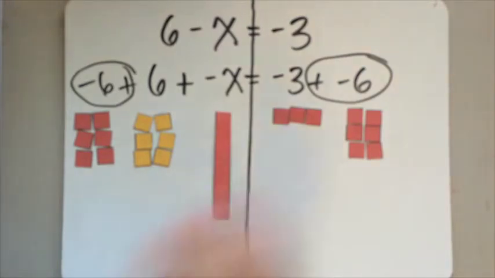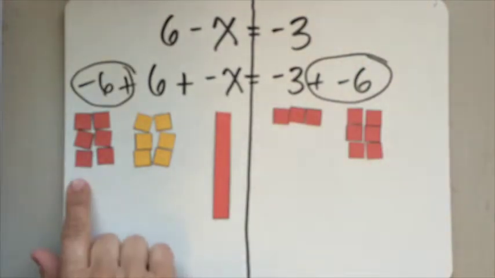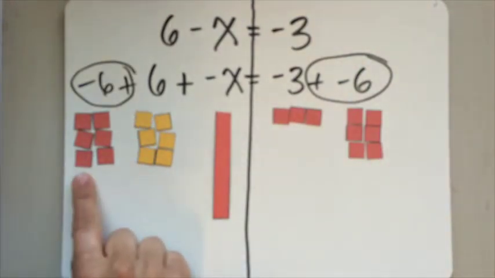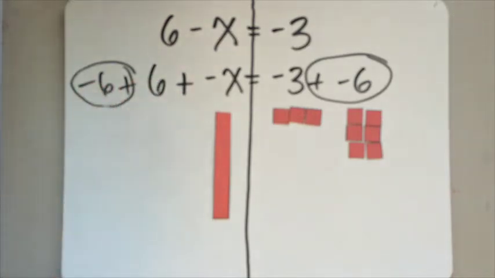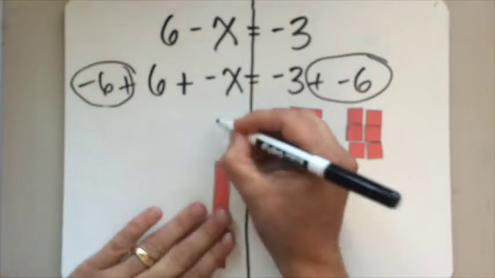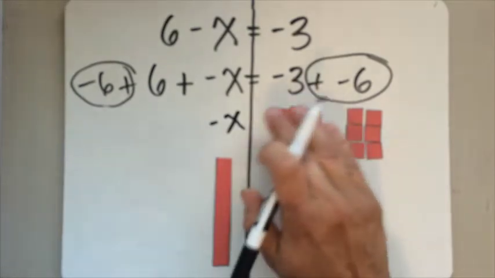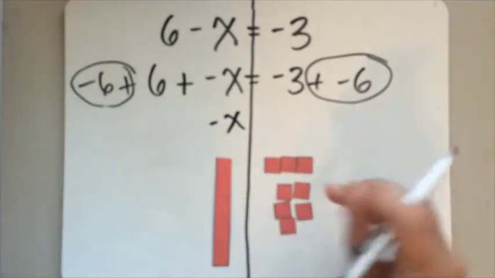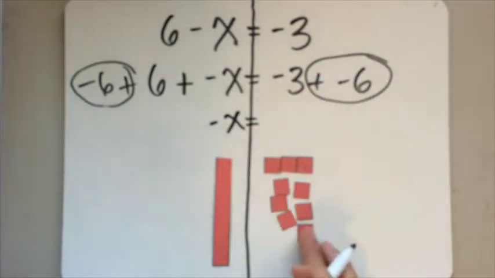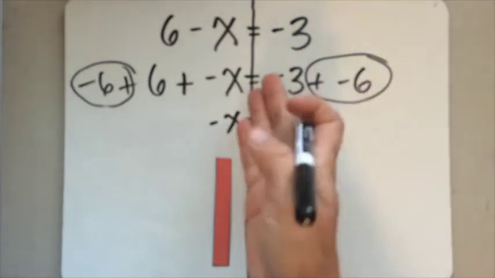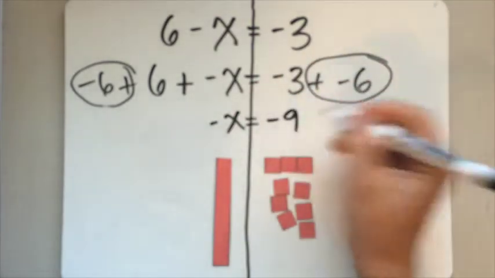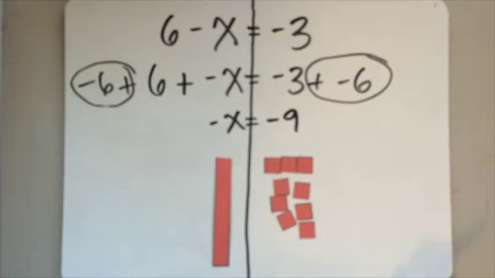All right, I've added my 6 negative ones to both sides. You can see that these 6 positive ones combined with these 6 negative ones give me nothing. So I've got just negative x left on this side. When I combine these together, it's all negative. So I'm just combining negative 3 with negative 6. I've got 9 negative ones altogether. So negative x equals negative 9.